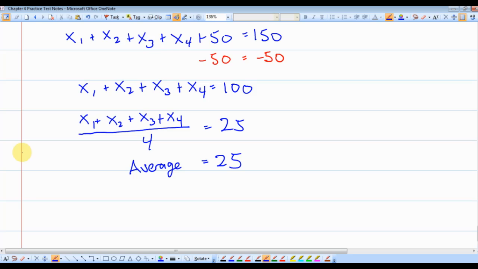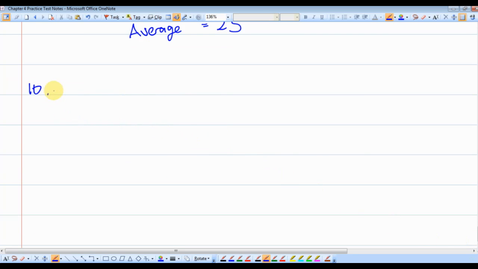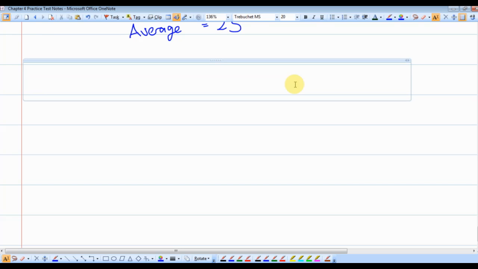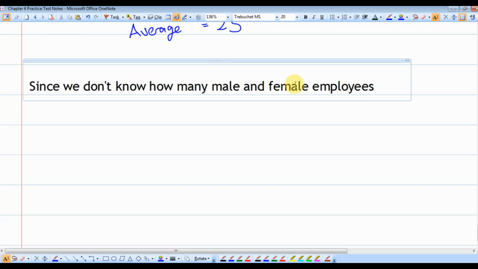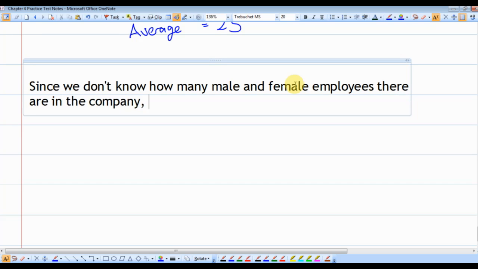Let's look at number 10. We have the following question. The average salary of female workers is $35,000. The average salary of male workers is $41,000. What would be the average salary of everybody? And the answer to that is we don't know. Since the idea here is that you have to know what everybody's salary is, and since we don't know how many male and female employees there are, we don't know.